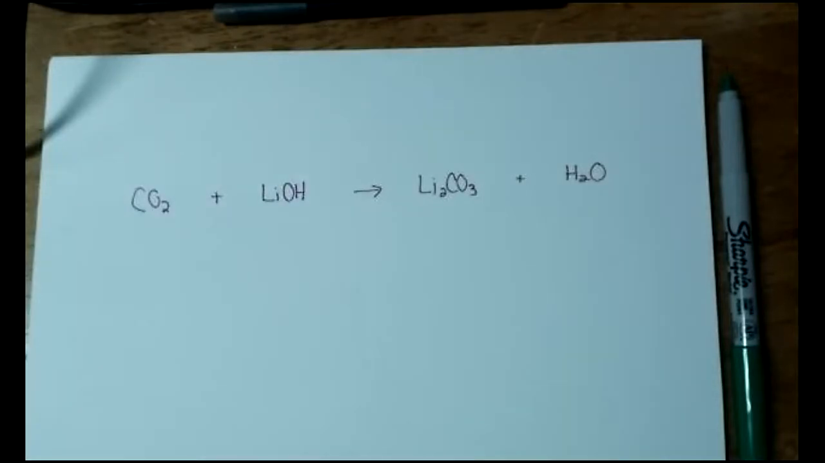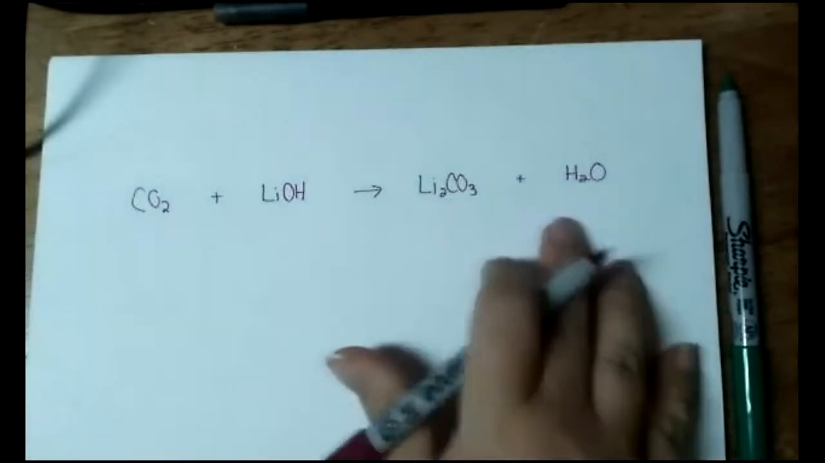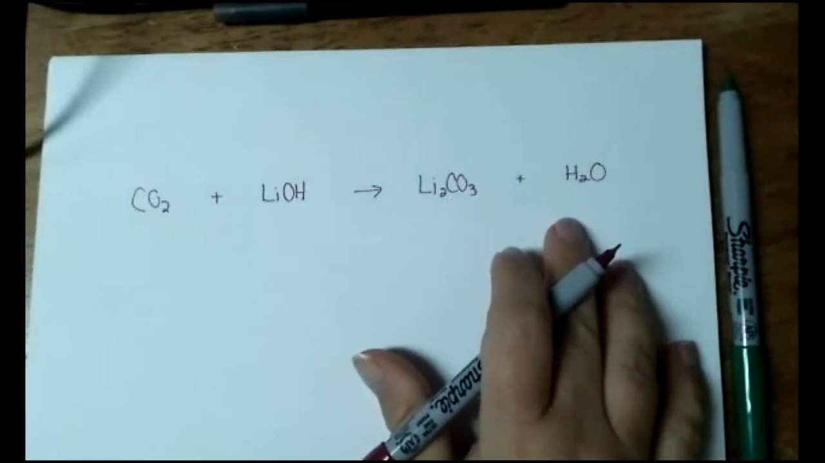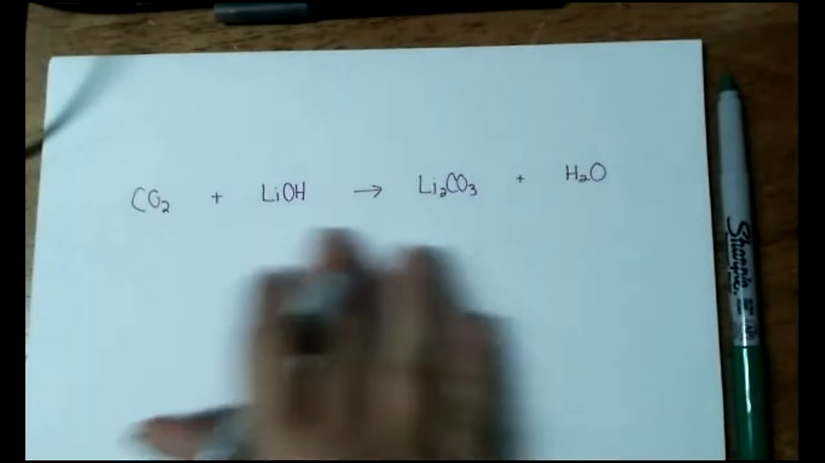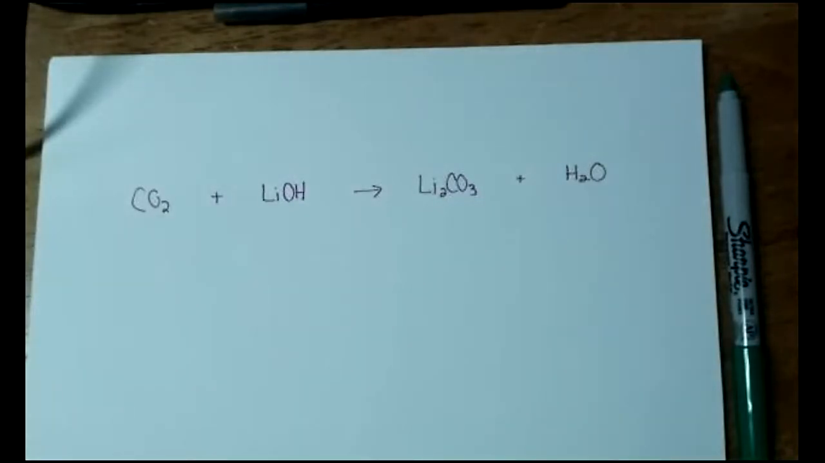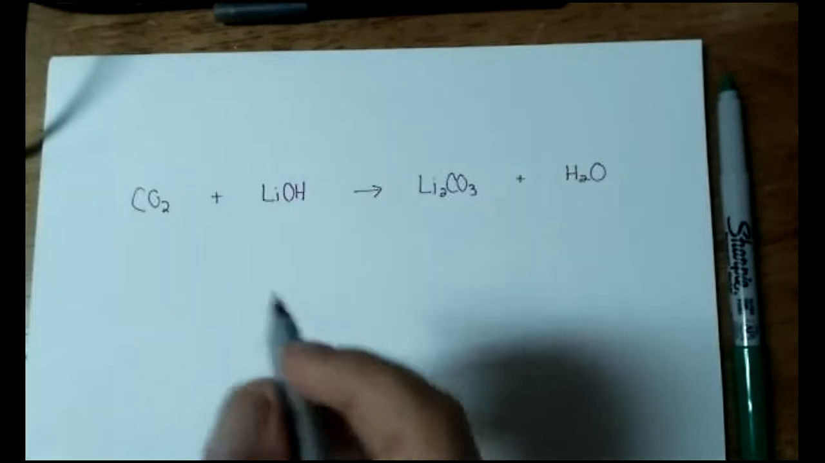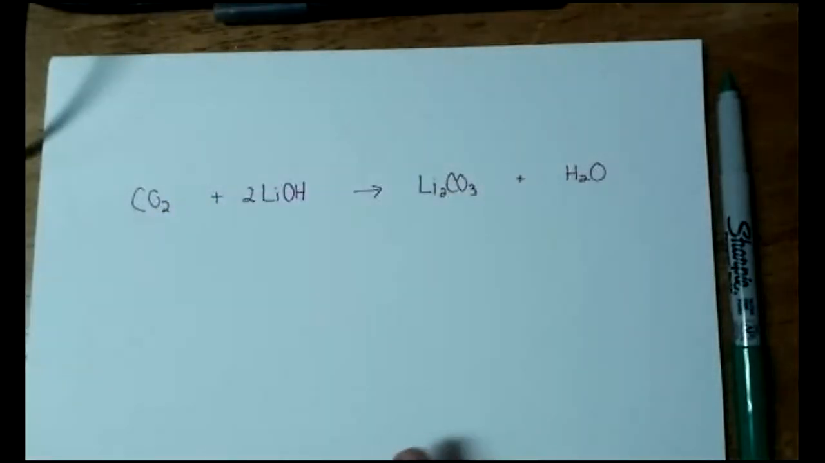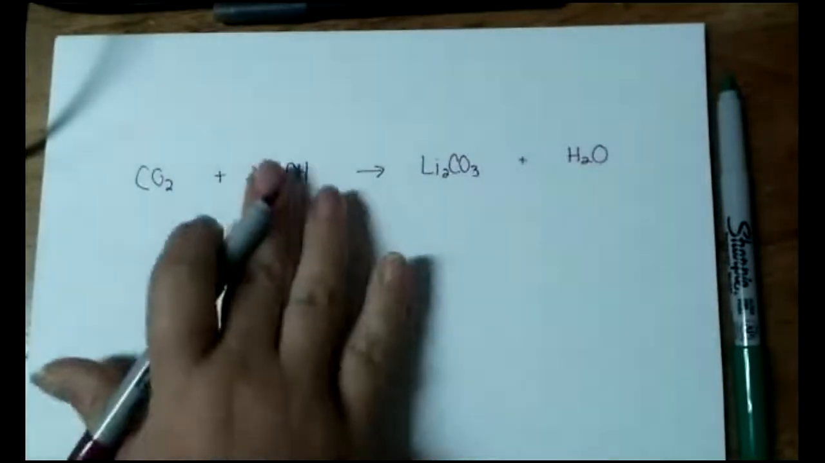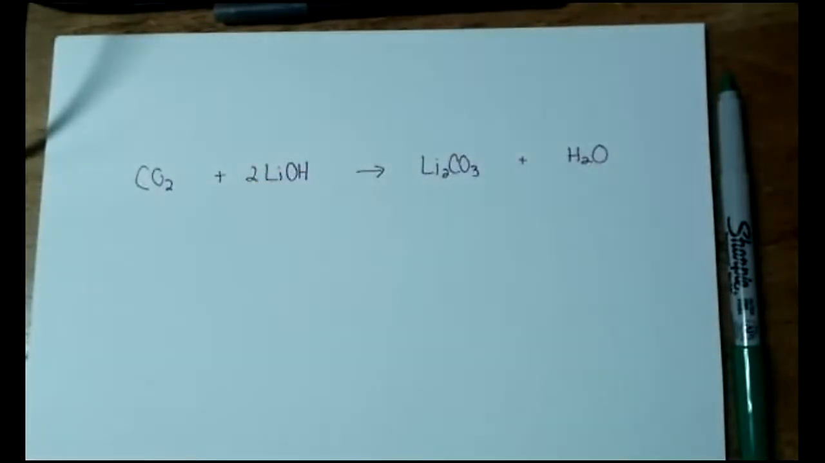Now, before we can do anything with a problem, before we even look at the problem itself, we have to make sure that the chemical reaction is balanced, okay? So we need to go through and double check that we have the right number of coefficients. And in order for me to balance this one, I'm going to have to put a 2 in front of this lithium hydroxide. Okay, so now I have a balanced reaction. So now I can go on to my problem.